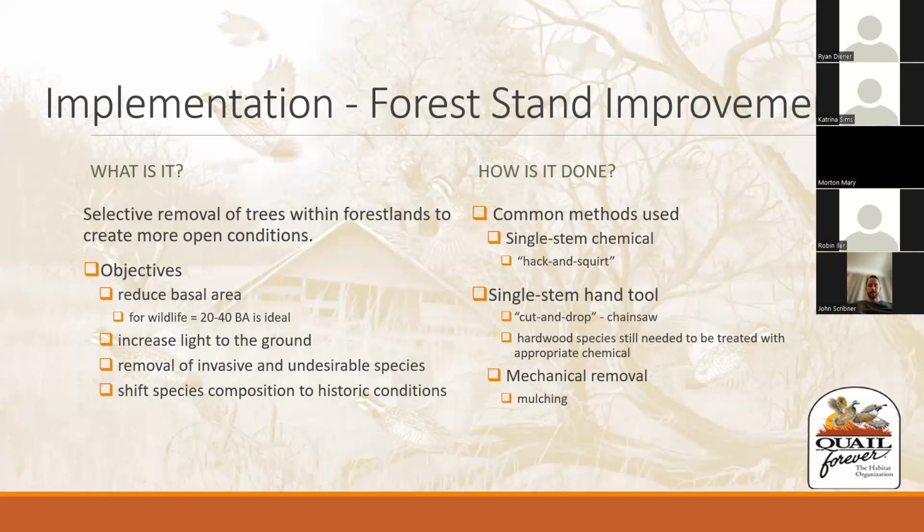Then you can follow that up with a prescribed burn to help burn all that up. Again, even with mulching, because it's still essentially just cutting the tree, you still will have to go in with the appropriate herbicide if you're mulching hardwoods to make sure that those are not going to resprout.